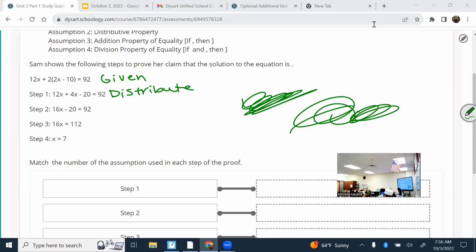All right, but the distributive property, which was called assumption 2, I don't know what they have for your labeling, but we'll move the labeling in a second. All right, now to go from step 1 to step 2, what did they do? They combine like terms because we went from 12x plus 4x to now 16x. And that combined like terms was what assumption? 1. Okay, good.